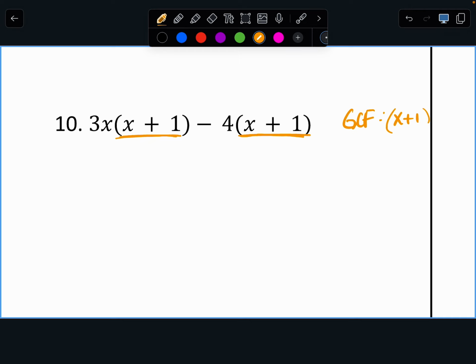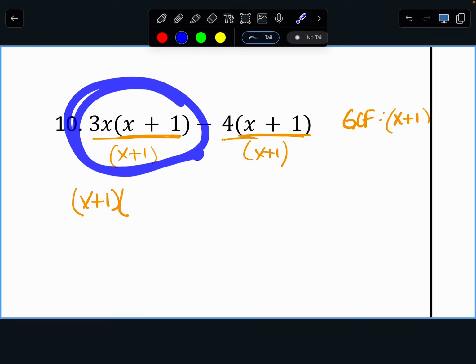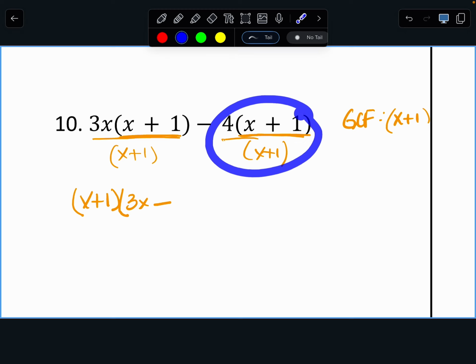So if I write that outside, x plus 1, what's left? What's left here? 3x. Oops, that's a minus. And what's left here? 4.